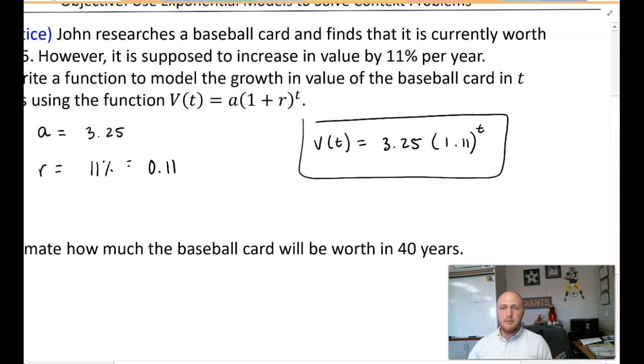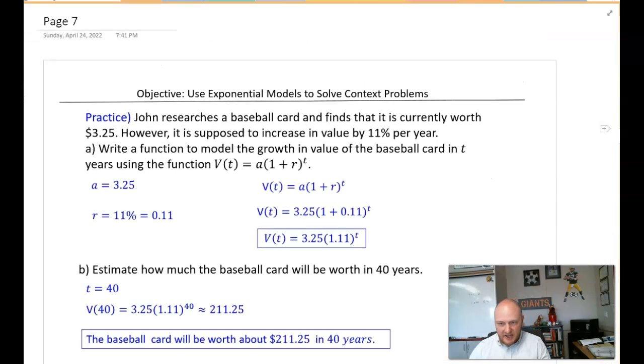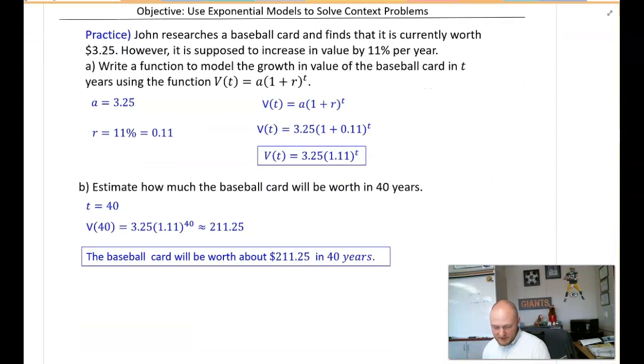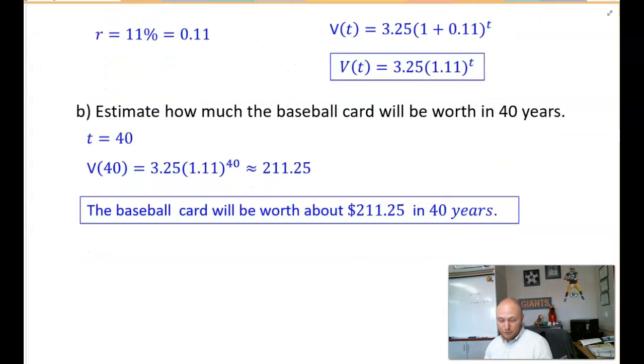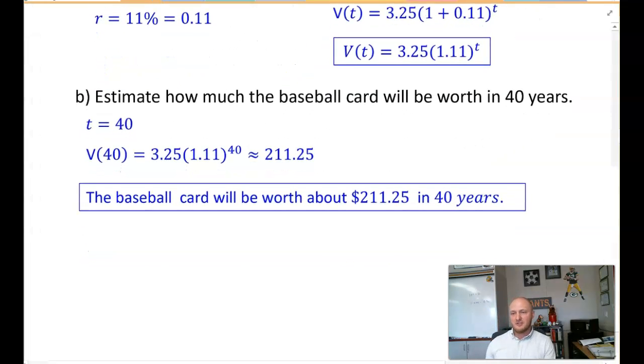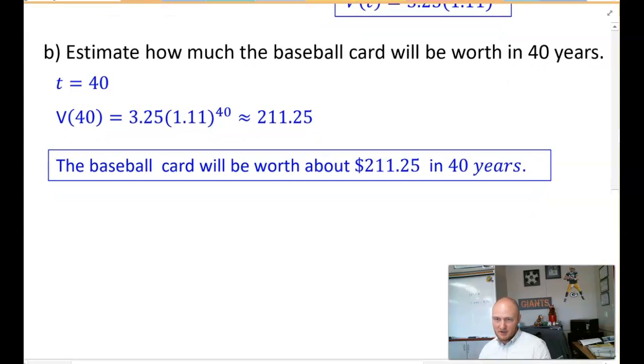If you have not already, go ahead, pause the video, and evaluate how much this card will be worth in 40 years. All right, so hopefully you went ahead and evaluated. Here are the solutions. So after 40 years, dang, this baseball card's gonna be worth $211. Maybe you're like, hey, $200, that's not that much. Well, he bought it for $3. That's a heck of an investment. Okay. All right.